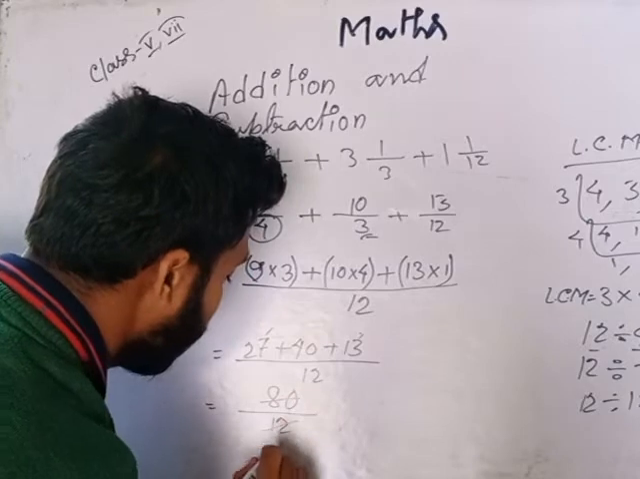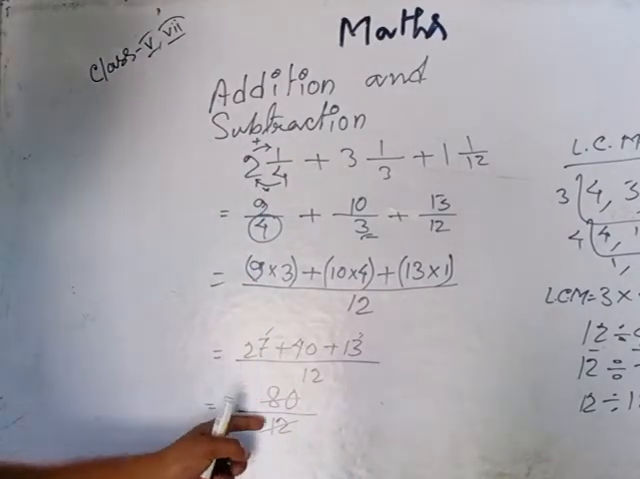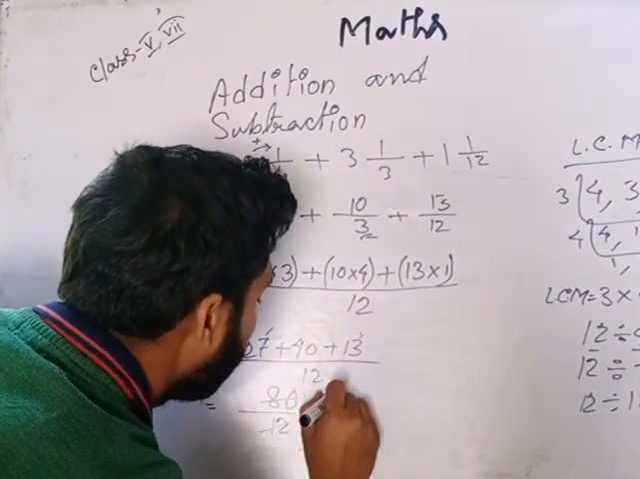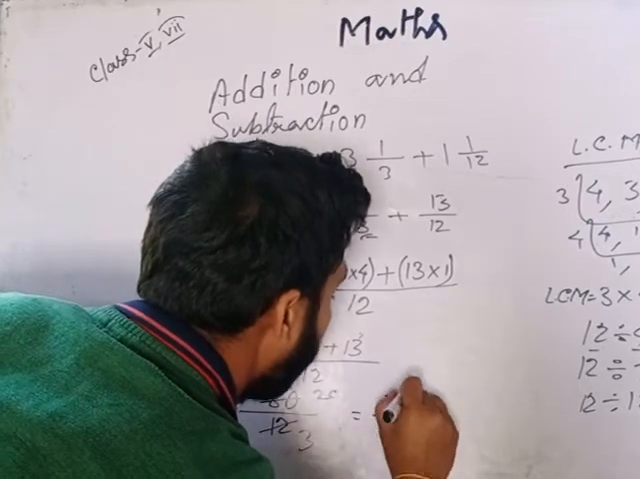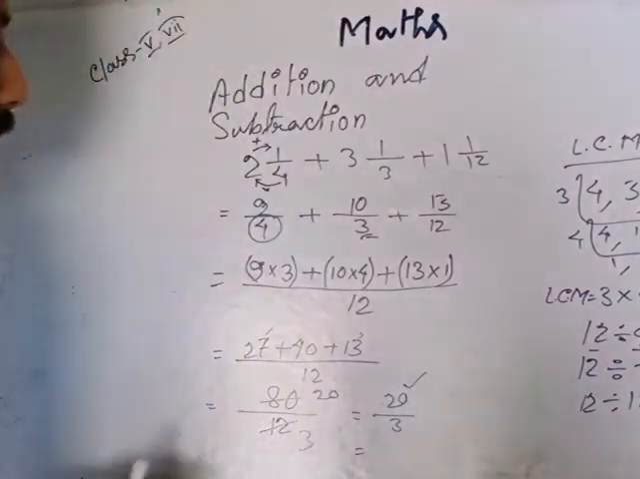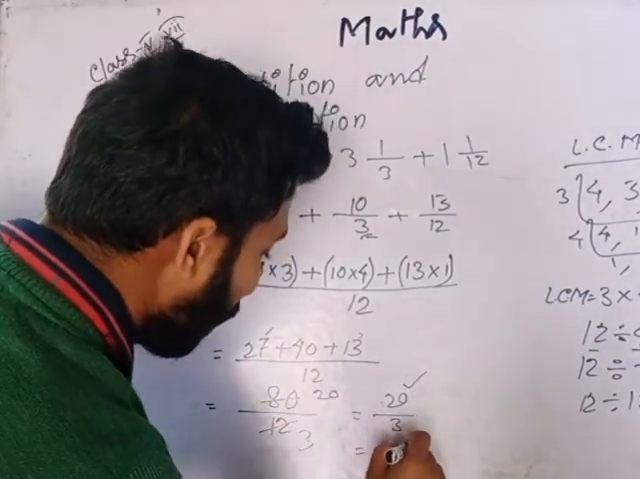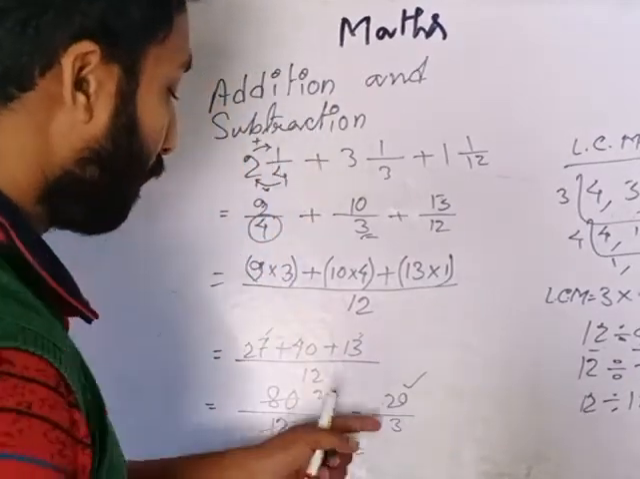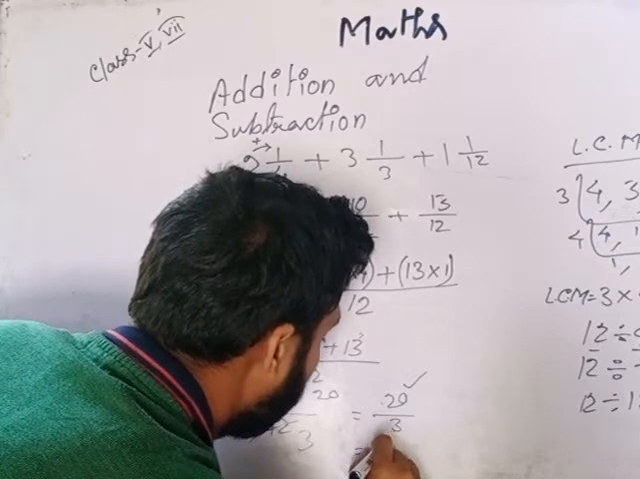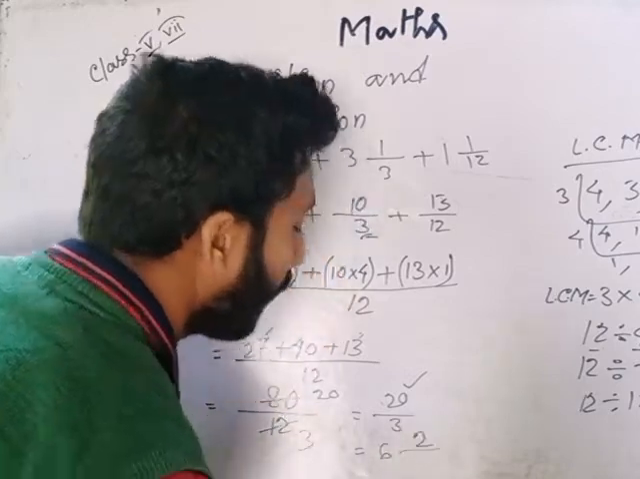Lowest fraction is cut with the division. 80 and 12 are divisible by 4. That means 4 3s are 12. 4 2s are 20. That means we should write over here. If the numerator is bigger or greater, then we should convert it into a mixed fraction. 3 6s are 18. 2 is left as remainder. If 2 is the remainder, you should write here 2.